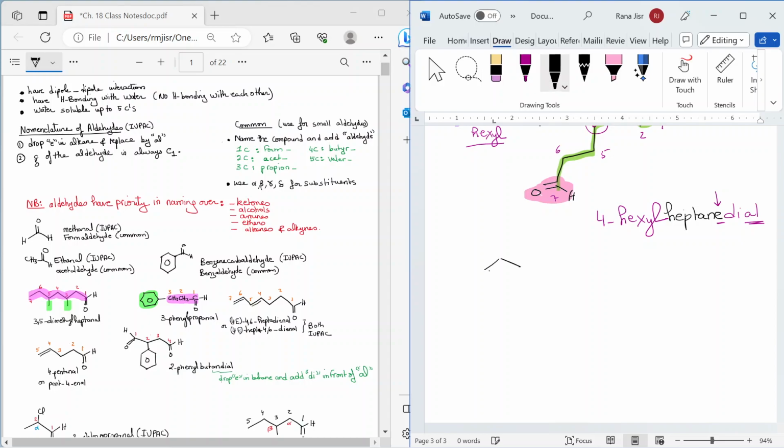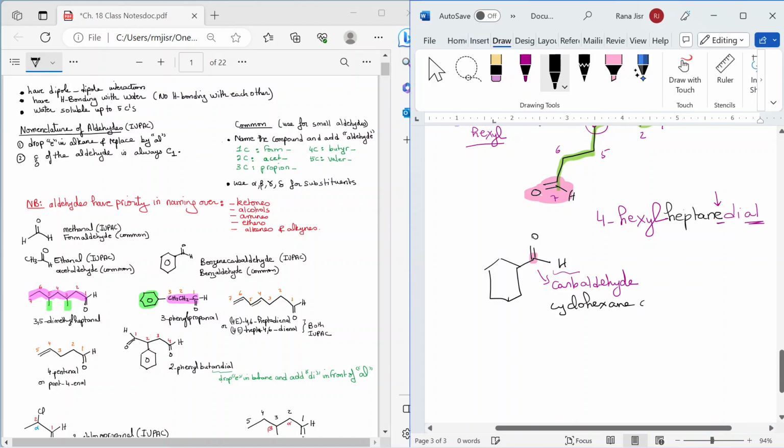When an aldehyde branches out of a cycle, so if I have a cyclohexane, then in this case, this carbon will be named as a carb. And then since it's an aldehyde, it's going to be a carbaldehyde. So the name is going to be cyclohexanecarbaldehyde.